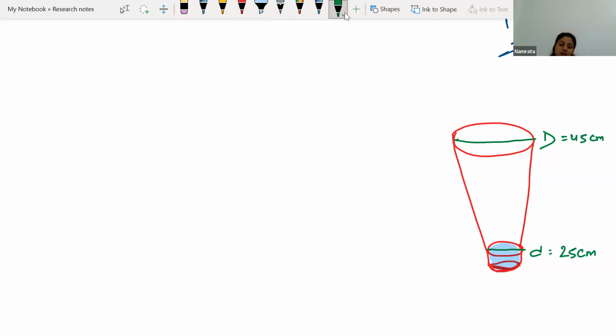What else is given? The total vertical height of the bucket is given as 40 centimeter. And that of the cylindrical base is 6 centimeter. The cylindrical base height is separately given, that is 6 centimeter. Let me write that. This much is 6 centimeter.